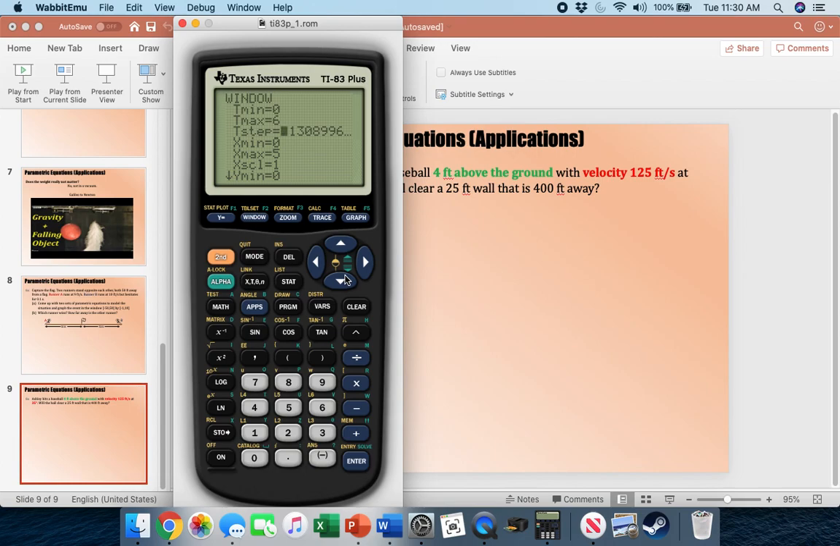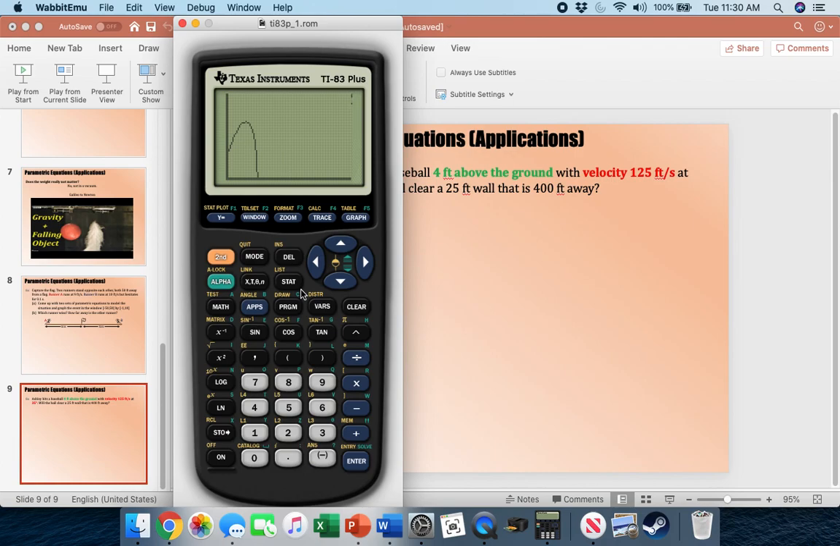How about the x? How far do we want the x to go? Well, the wall was 400 feet, so let's go a little bit further. And then how about y? How high do you think that ball is going to go? Well, we had a height of 40, so staying at 100 is pretty good. I have the little ball, so it should look like a parabola, right?